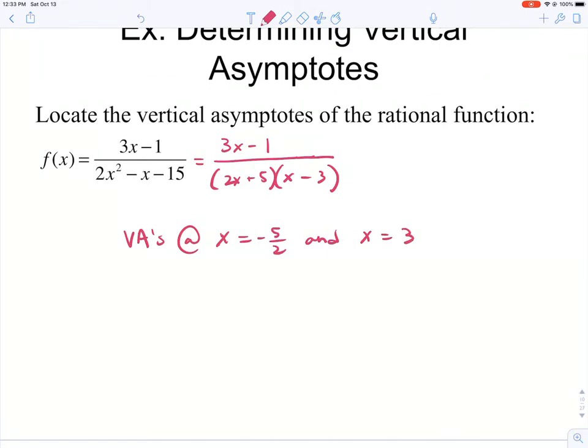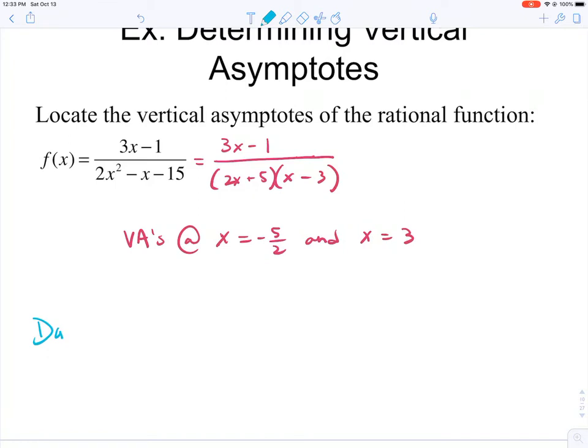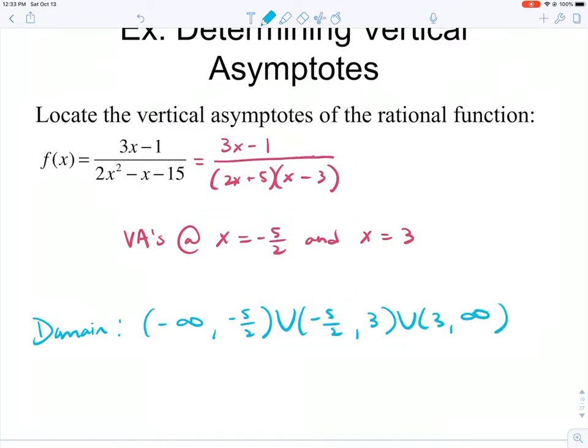Please don't just list them. These are equations of vertical lines, so I need to see the x equals. And then just for fun, we weren't asked for it, but the domain would be negative infinity to negative 5/2 union negative 5/2 to 3 union 3 to positive infinity. And both of those domain restrictions correspond to vertical asymptotes.